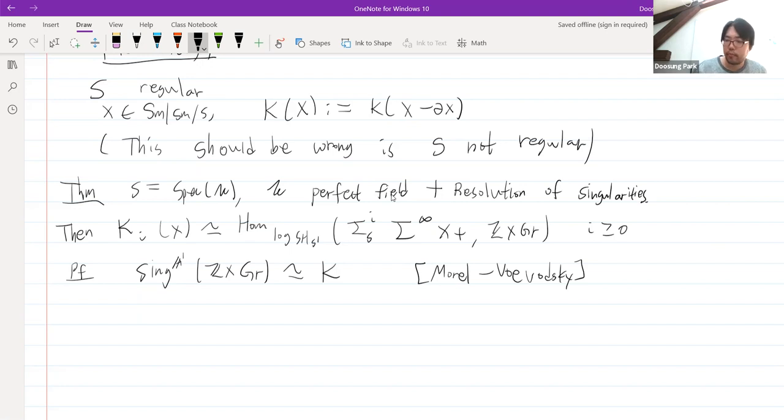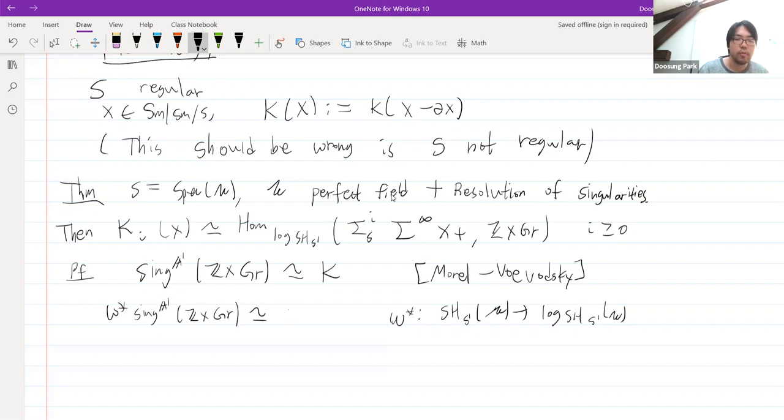And then I recall omega upper star. Omega upper star is from SH(S1)K to log SH(S1)K. So we take omega upper star, and we can also show that that gives an equivalence. Sing A1 of Z × Gr is equivalent to omega upper star of K. So I should say that this is the same as K theory of omega upper star of K of X.